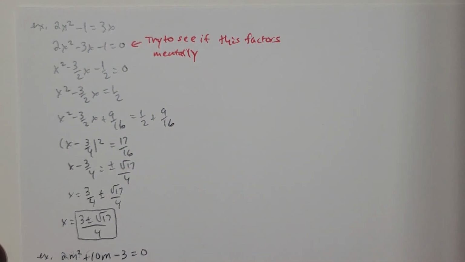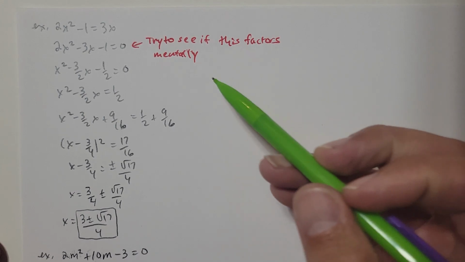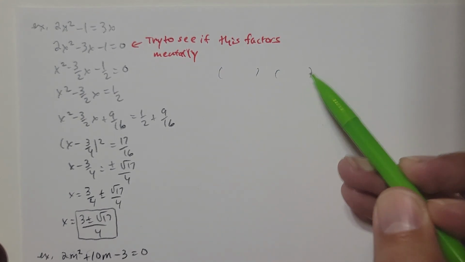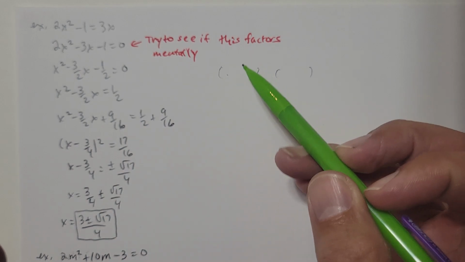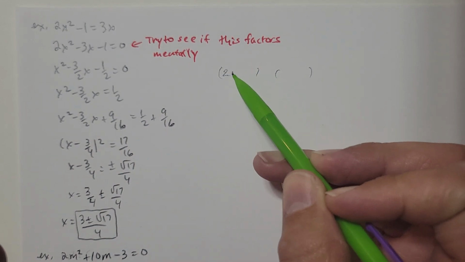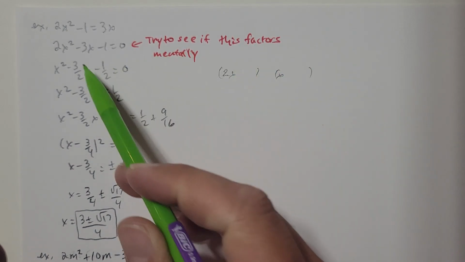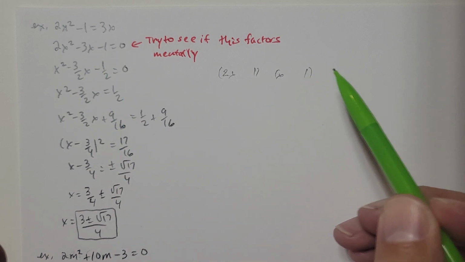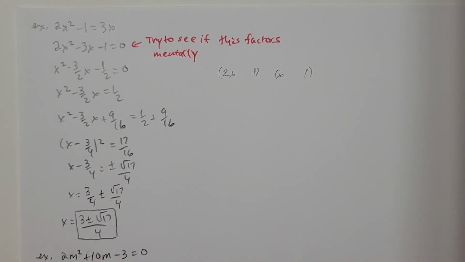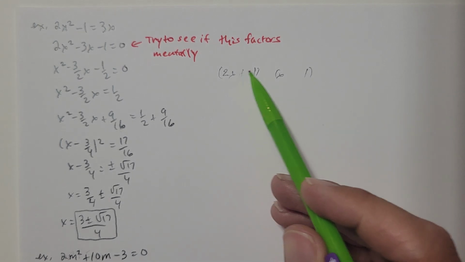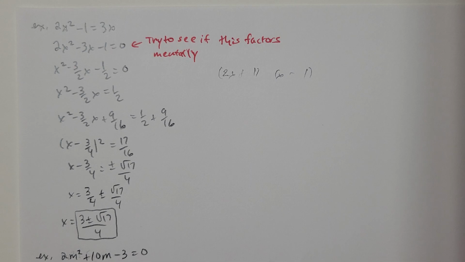If I try to see if this factors, let's see. Well, the factors of 2 are 2 and 1, so it'll be 2x and x. The factors of 1 are 1 and 1. That's a negative 1 at the end. So I know that the signs have to alternate, plus or minus. Is it going to be plus and minus?